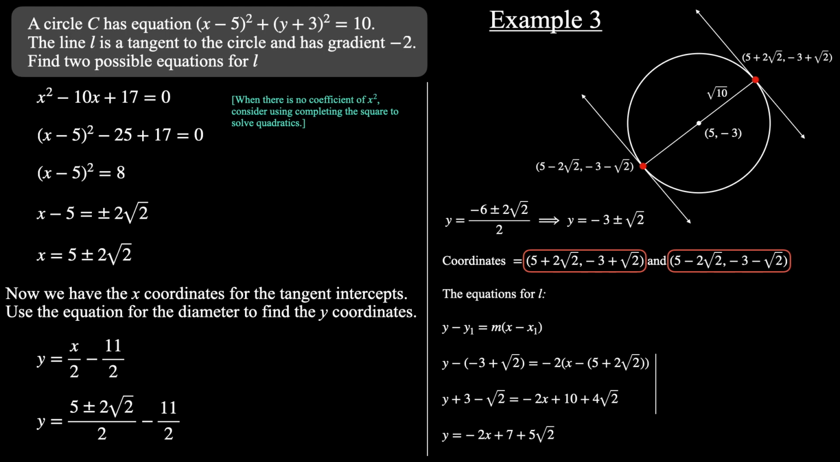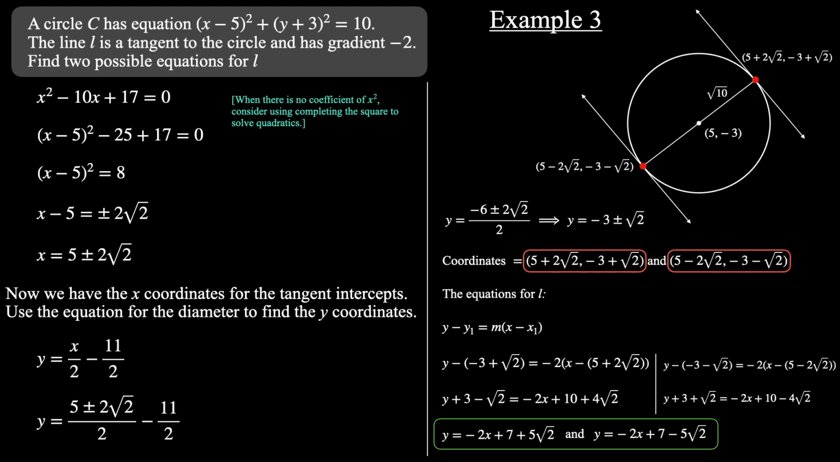Let's find the other one by using the other point, plugging that into this equation. We would get this. So we have negative 3 take root 2 as the y coordinate and 5 take 2 root 2 as the x coordinate, and simplifying we would have y plus 3 plus root 2 equal to negative 2x plus 10 take 4 root 2, which simplifies to y equals negative 2x plus 7 take 5 root 2. And finally, we have our answer. So the two possible equations for L are these, and we are done.